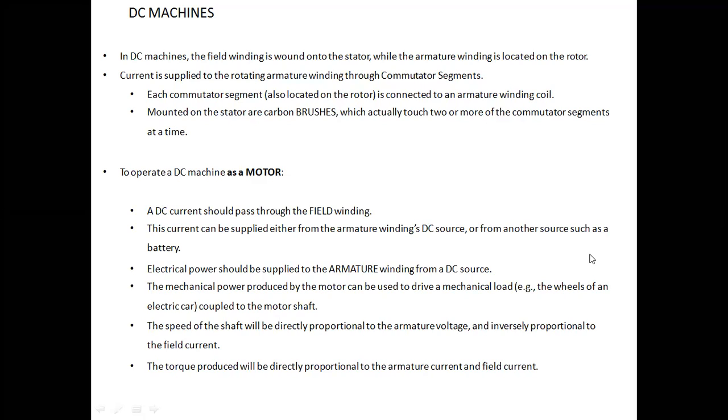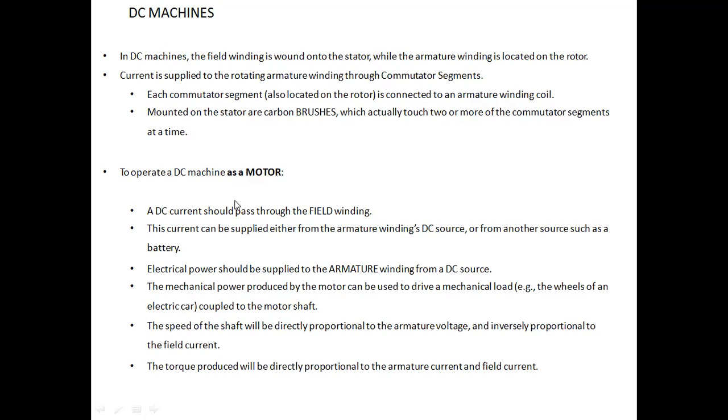at that time, we can take the armature winding, which will always work as a rotor in DC machines. But when we are supposed to use the DC machine to take electrical energy and give us mechanical energy, at that time we can keep the field winding on the stator.